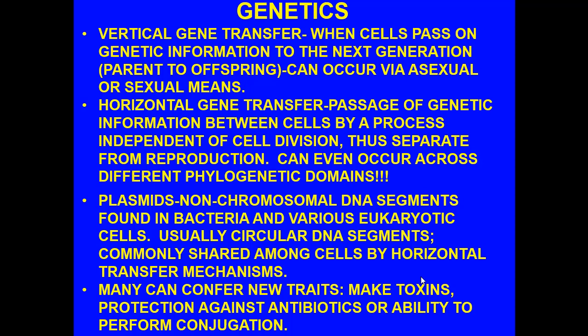Now we have two types of gene transfer: vertical and horizontal. Vertical gene transfer is when the cells pass on genetic information to the next generation from parent to offspring. It can occur via asexual or sexual means. Horizontal gene transfer is the passage of genetic information between cells by a process independent of cell division, thus separate from reproduction. This can also occur across completely different phylogenetic domains.